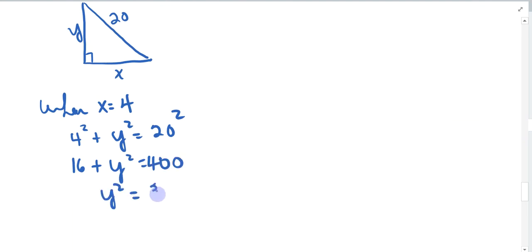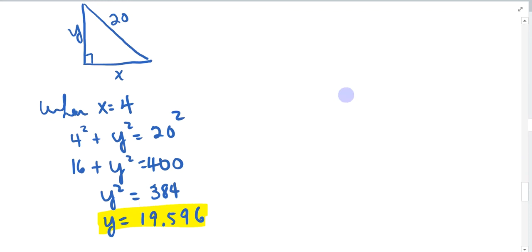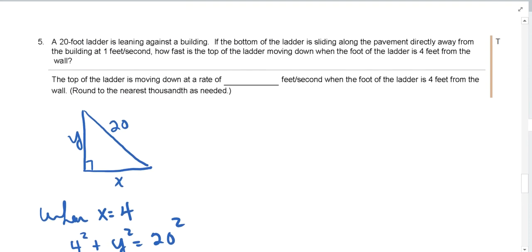Y squared then equals 384. Take the square root, so we're going to put 19.596. So I'm going to highlight that because we found what Y would be if X was 4. Okay? All right, now let's think about another relationship here in this triangle.